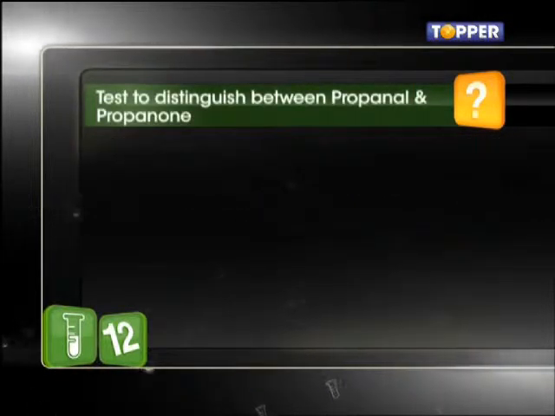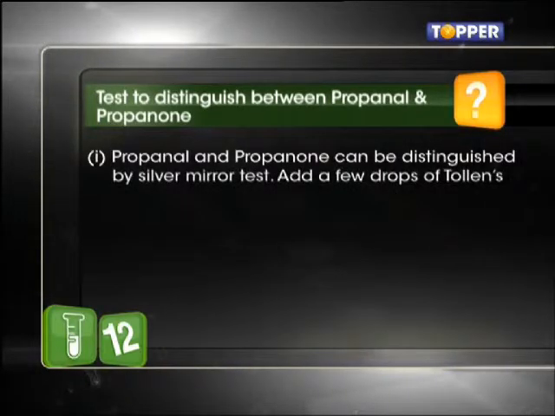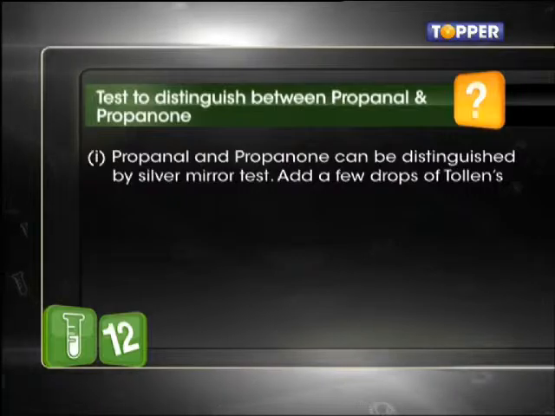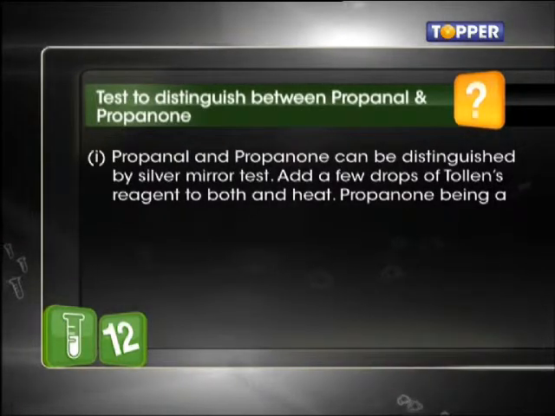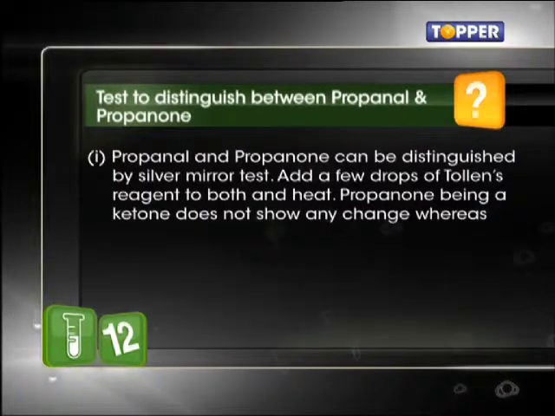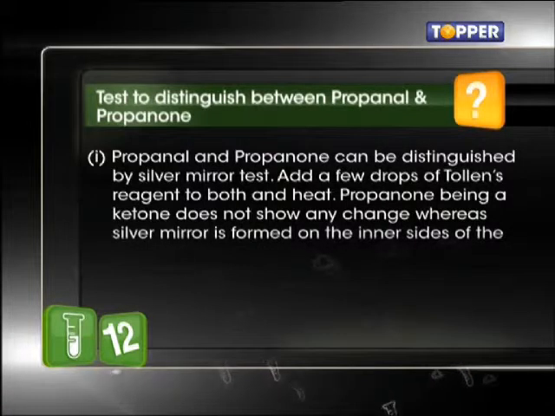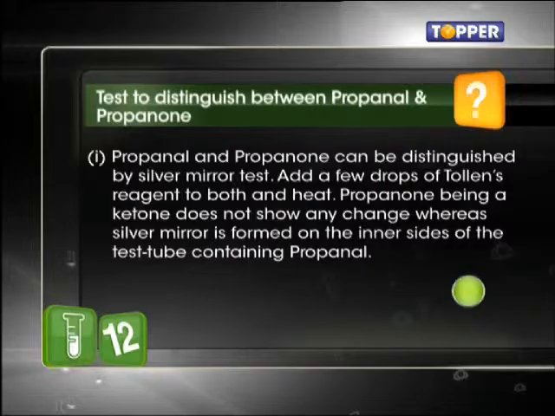Coming to the differences now. Propanal and propanone can be distinguished by a silver mirror test. Add a few drops of Tollens reagent to both and heat. What do you see? Propanone, being a ketone, does not show any change, whereas the silver mirror is formed on the inner side of the test tube containing propanal.